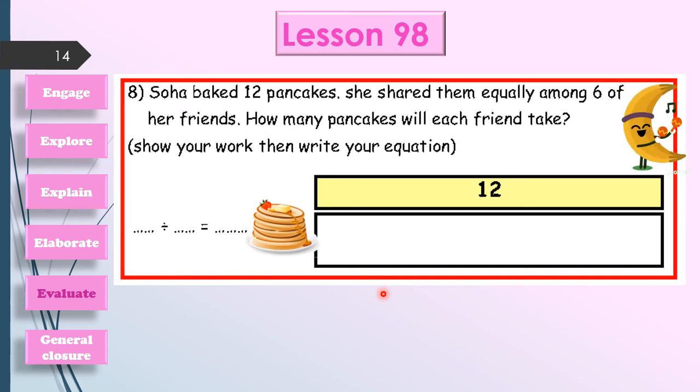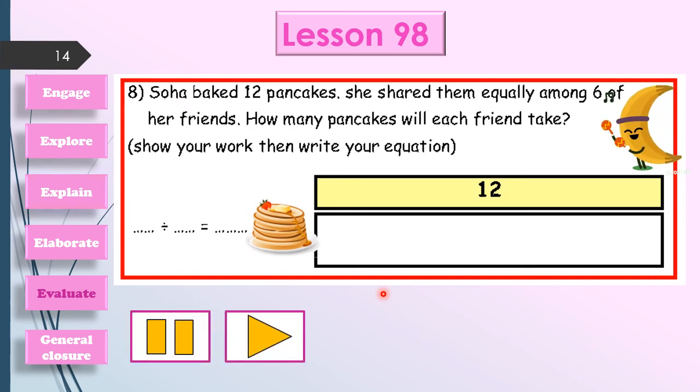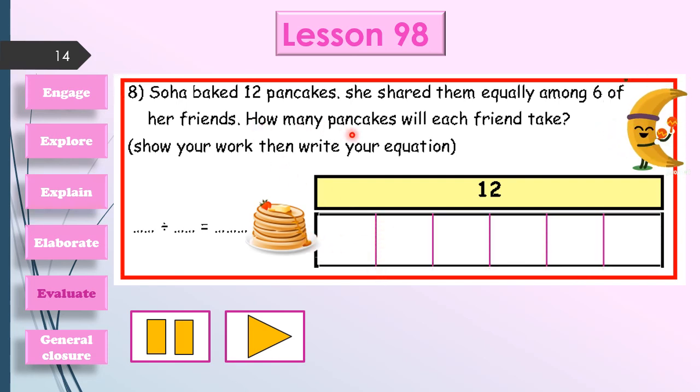Let's evaluate our work. Just press pause, then press play to listen to our explanation. Soha baked 12 pancakes, and the whole number we have here is 12. She shared them equally among 6 of her friends. Then we will divide this fraction strip into 6 equal parts. How many pancakes will each friend take?